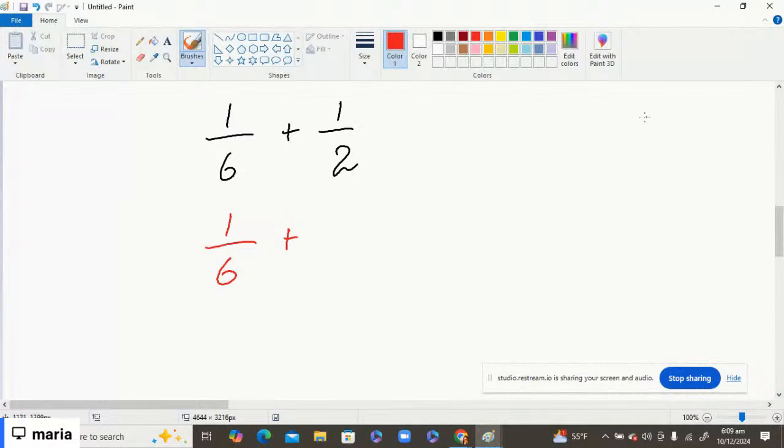So 1 by 2 is multiplied and divided by 3. So 3 times 2 is 6. Here the denominators become the same, and we also multiply 3 on the top number. 3 times 1 is 3. So here we're going to put 3 by 6.